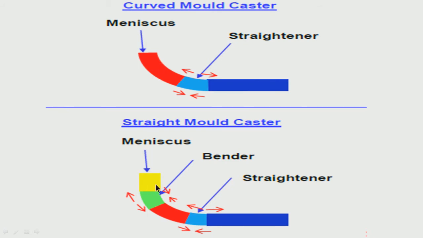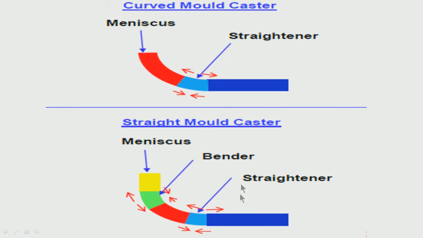Here inclusions get more or less uniformly entrapped, because the solid surface is increasing this way. So, there is a possibility that when they are floating, they try to get absorbed, and more inclusions are absorbed at these locations. But here they are floating and getting absorbed uniformly throughout the surface. So, this is the difference between a straight mold cast and a curved mold cast.